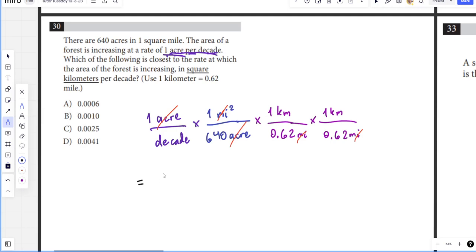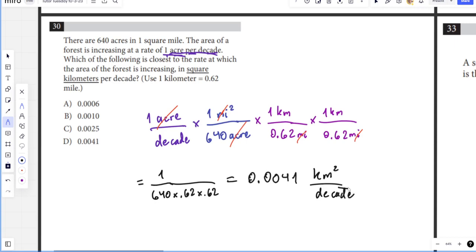We want to divide basically 1 over 640 times 0.62 times 0.62. And I need my calculator for this one. 640 times 0.62 times 0.62. I'm getting 0.0041, and that's kilometers squared per decade. So of course that's going to be matching up with answer choice D.